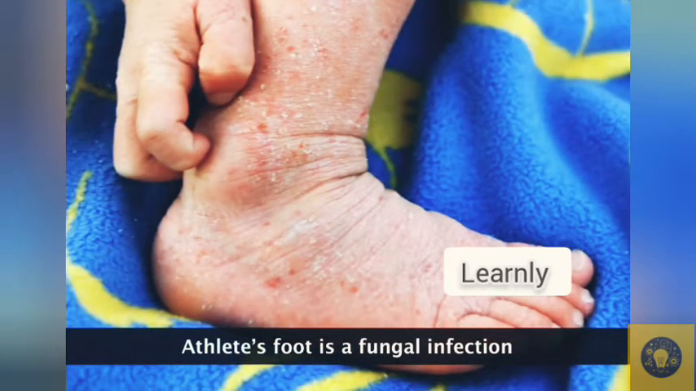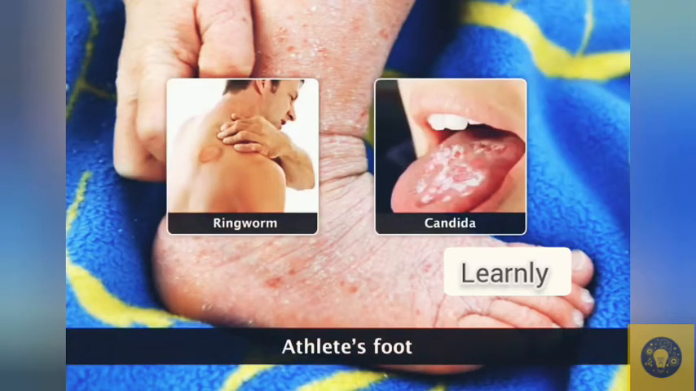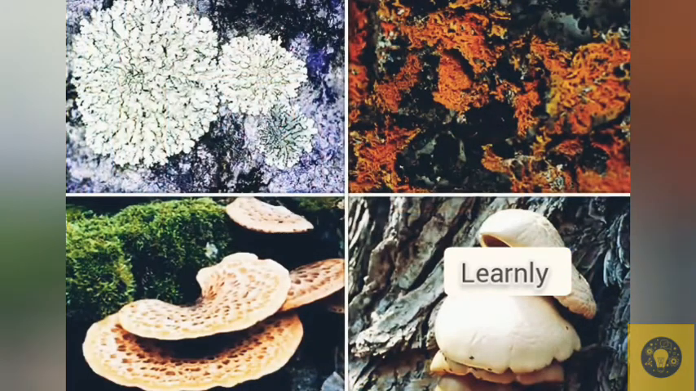Athlete's foot is a fungal infection with symptoms such as cracked, dry and itchy skin between the toes and at the sides of the feet. Fungi can cause many other infections in humans, such as ringworm and candida. What else can these fungi do? Which kingdom do they belong to? Let us try to find the answers to these questions and many more.